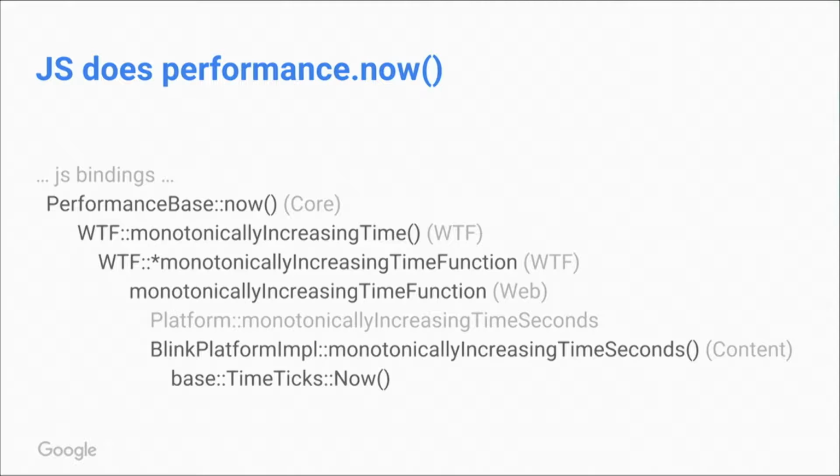So performance now goes through JavaScript bindings and calls performance base.now. Then it goes through WTF's monotonically increasing time. But that function actually does nothing except call a function pointer. Where is that function pointer implemented? Oh, it's actually out in web. What does that function do? It goes through platform, which then goes through web and then out into content. And then content has a method, and that method calls a static method in base, which gets the current time.